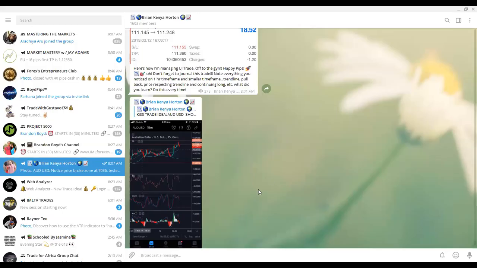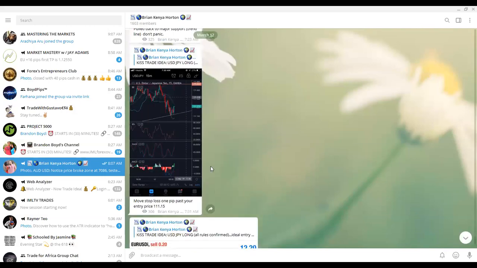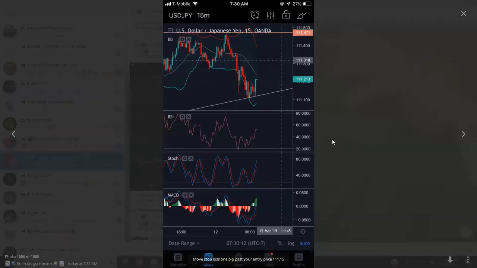So I dropped USD/JPY in here and kind of showed how I was managing this trade. So you'll see here, this is the chart that I dropped, the USD/JPY. This is a 15-minute time frame. And I showed how price respected this trend line, bounced off of it, went long, and then all your other confirmations were in place, RSI, stochastic, and MACD, according to the confirmations that we follow.